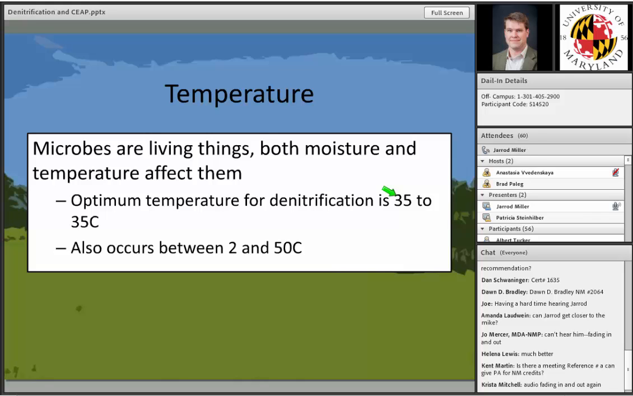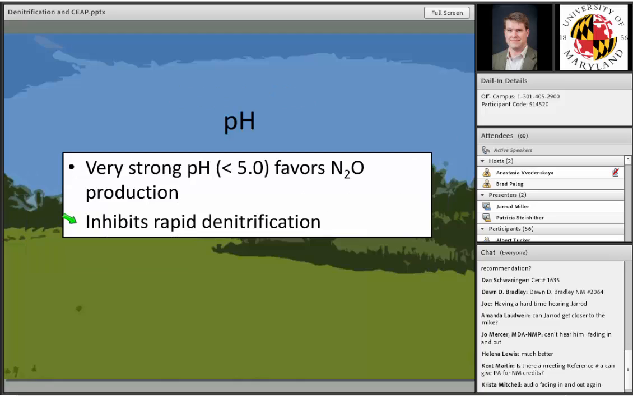So temperature is a factor in denitrification. It can occur from close to freezing temperatures all the way to very warm temperatures, but it'll be lower rates. You'll see your maximum going from about 25 to 35 degrees Celsius. pH also has an effect. It's not the strongest effect, but if you have a low pH, less than 5, it favors N2O production and inhibits rapid denitrification.